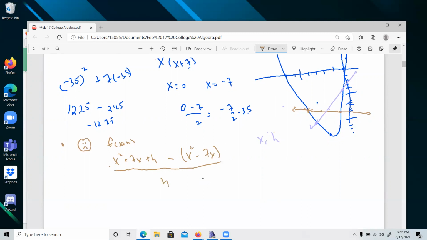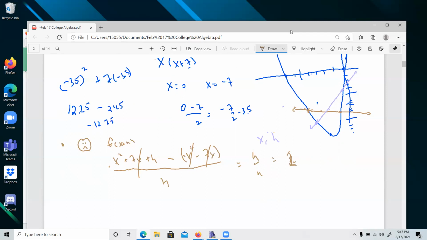And they say, oh, look, x squared minus x squared, that cancels. 7x minus 7x, that cancels. And I'm just left with h over h, and that equals 1. Depending on my choice of x, is this ever going to change? No, it's always 1. Depending on my choice of h, is that ever going to change? No, it's always 1. So it doesn't matter what x and what h I pick. They're saying the slope is always 1.